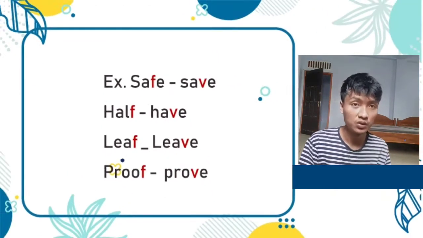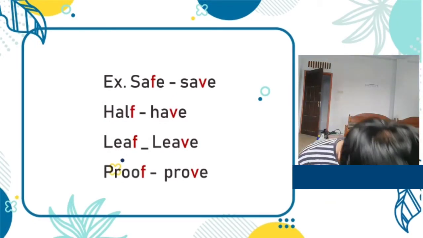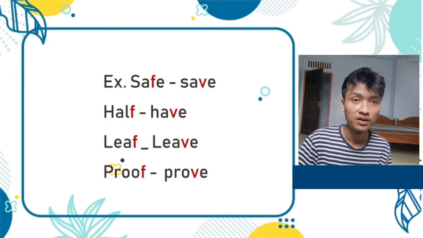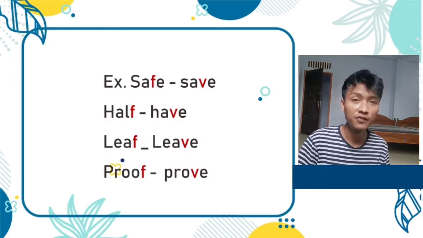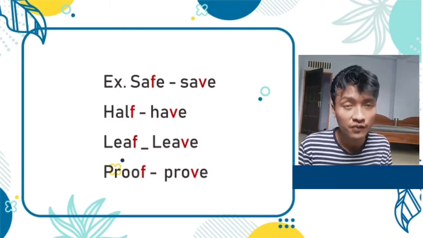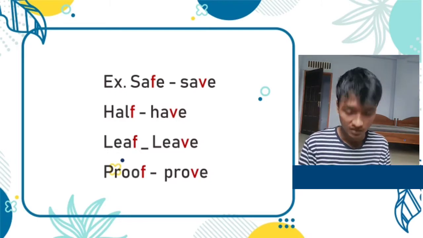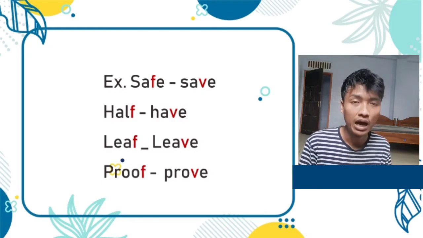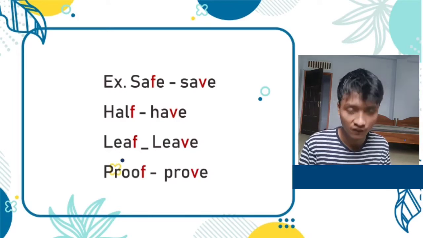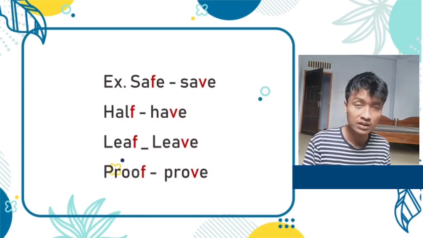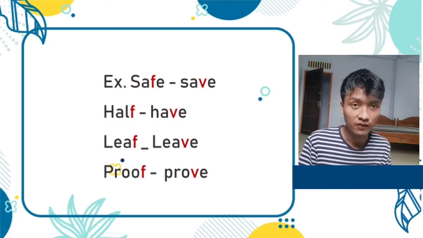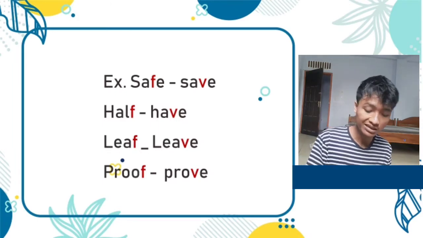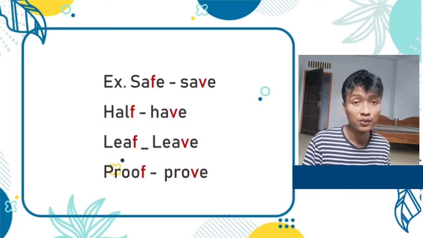So let's move into the examples. Number one is safe and save. Can you see the difference? Can you hear the difference? Safe and save. And then number two is half and have. And then number three is leaf and leave. And then the last is proof and prove.